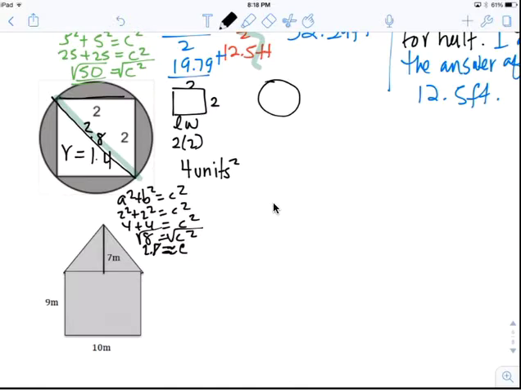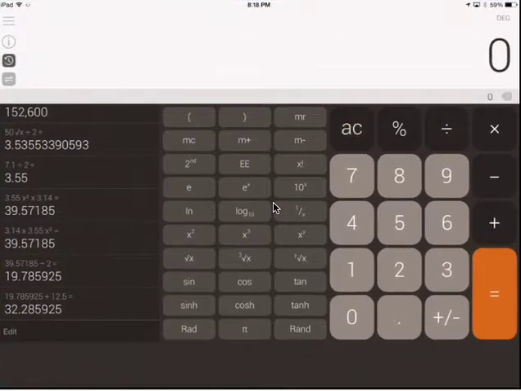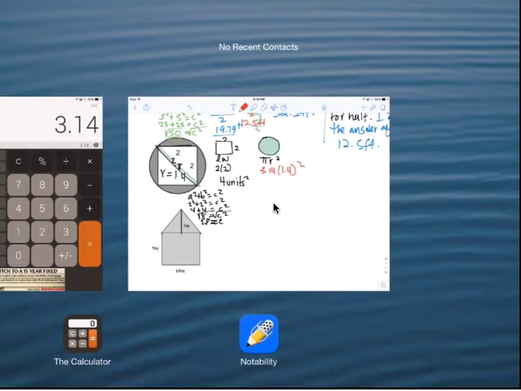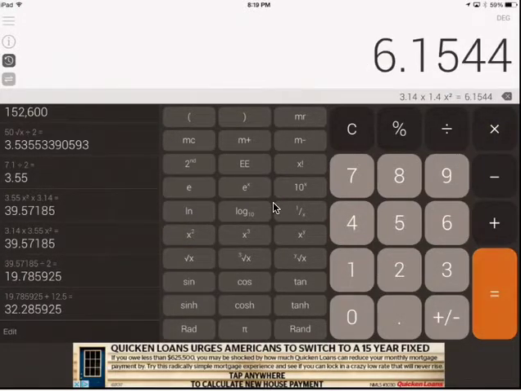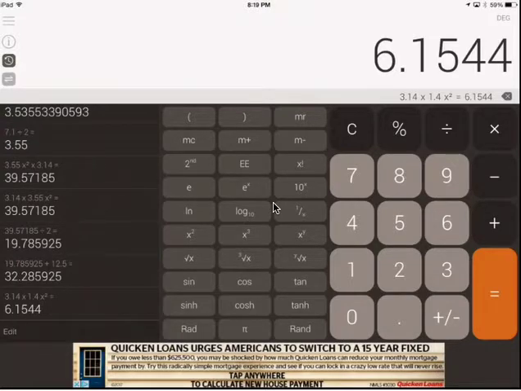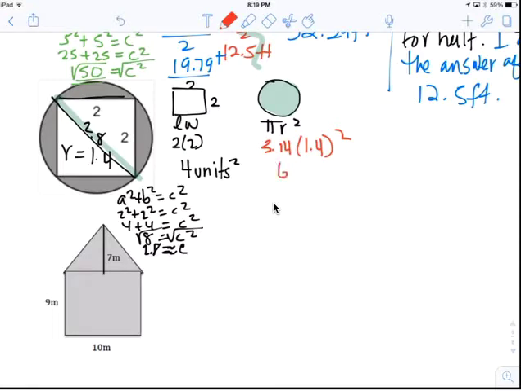So it's a whole circle, so it's pi r squared, area of a circle. So 3.14 times 1.4 squared. We don't divide by 2 because it's a whole circle. No dividing here. It's a whole circle, so use your calculator. 3.14 times 1.4 squared. Okay, that is 6.15 units squared.